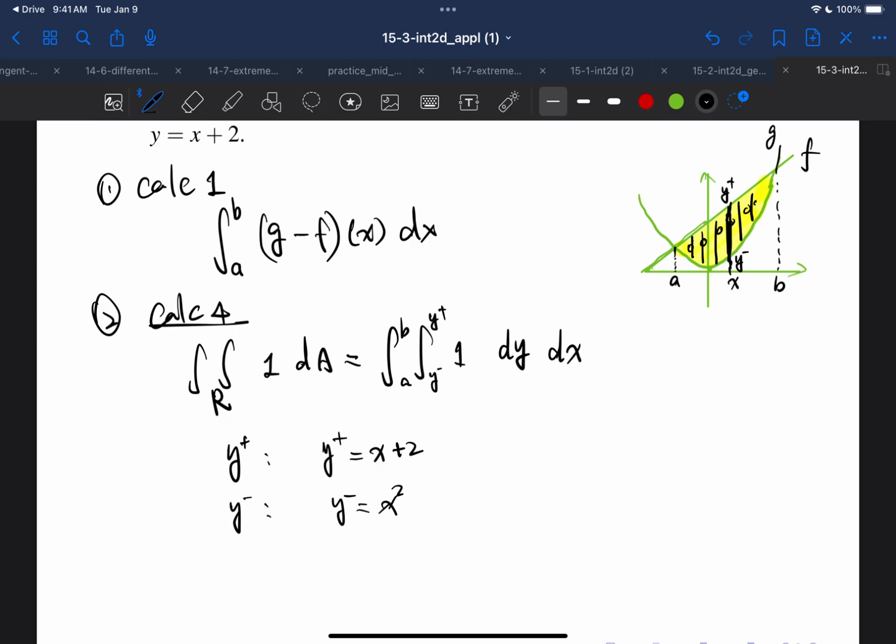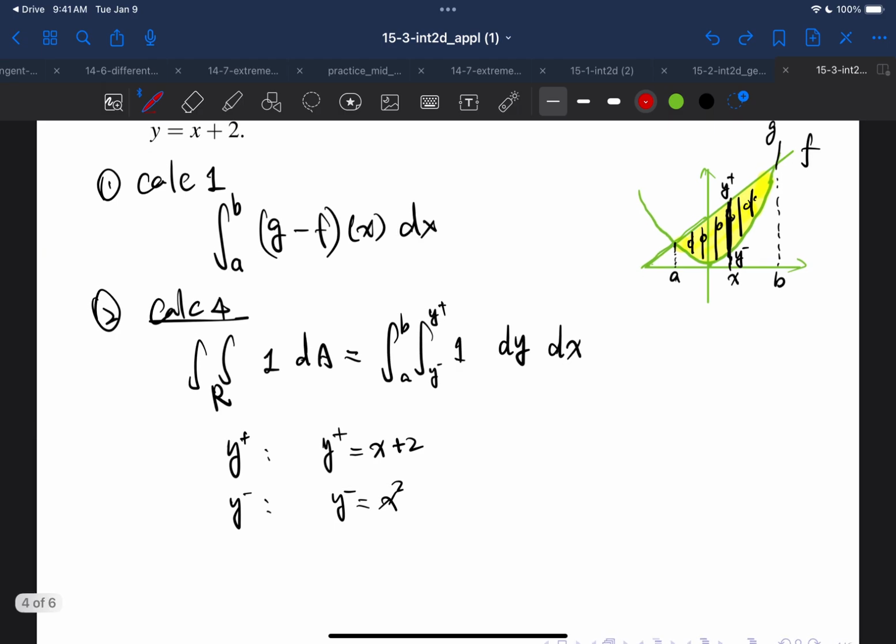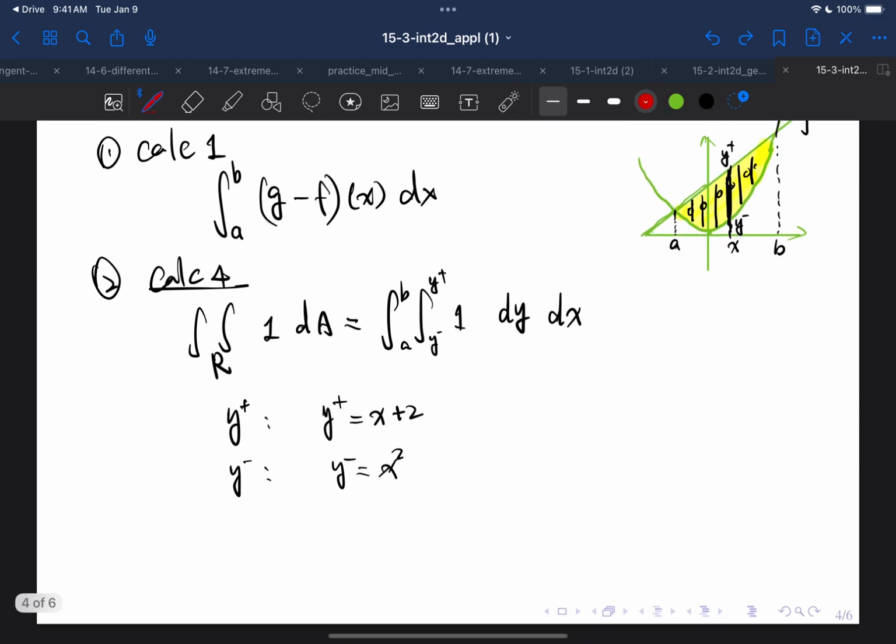And what are A and B? A is the intersection of f and g. B is also an intersection of this parabola and line. So we need to find the intersections and take the bigger number for B, the smaller number for A. So for A and B, solve f equals g, right? Which is x plus 2 equals x squared.